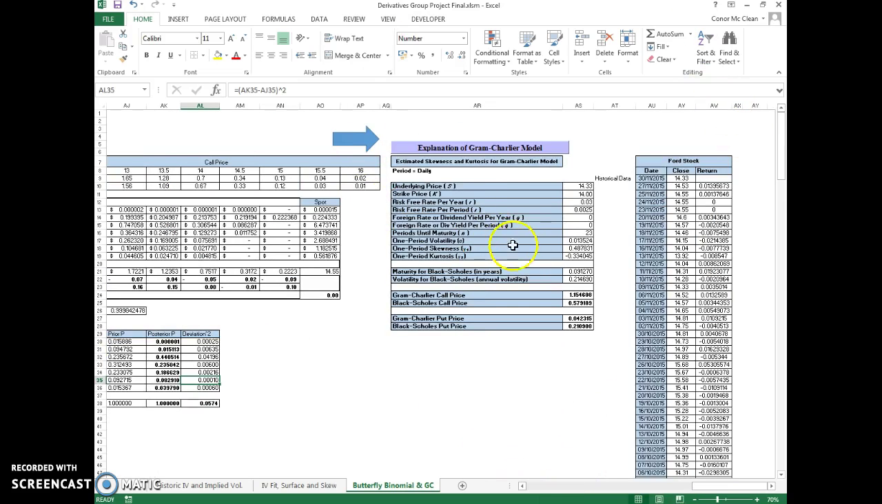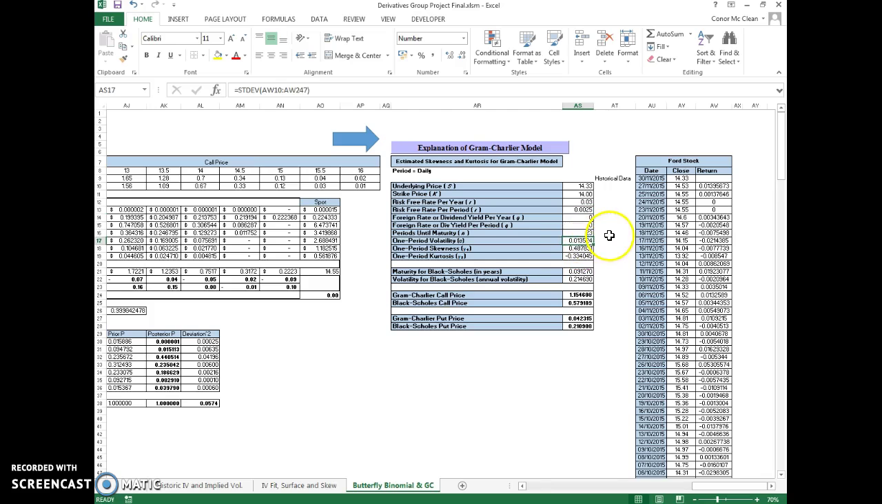And finally the Gram-Charlier model, and this estimates the skewness and the kurtosis. And the underlying figure here is the first one of the stock here, based off the historical data from earlier. We also calculated the returns, the difference between them. And then these are the risk-free, which is used earlier.